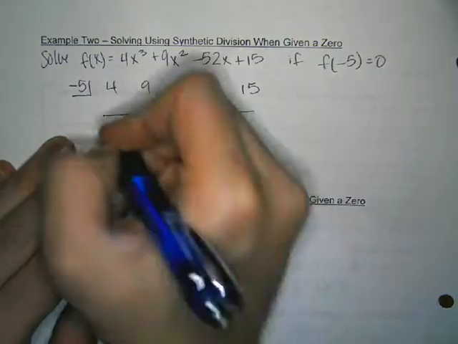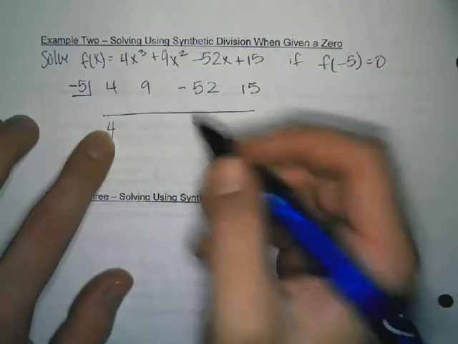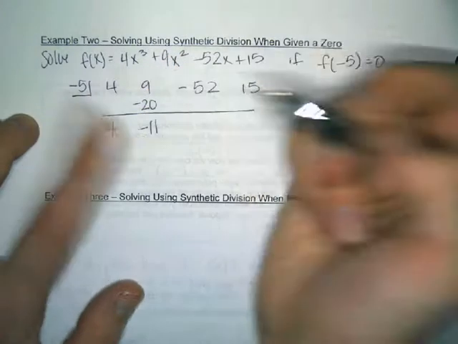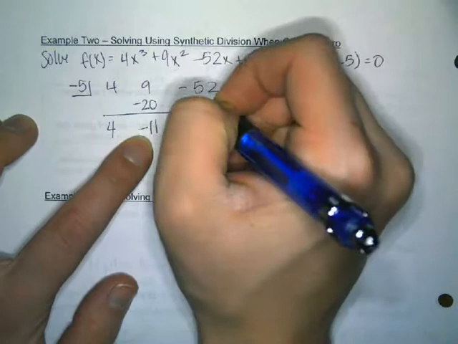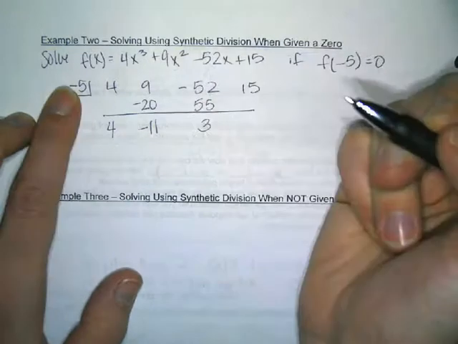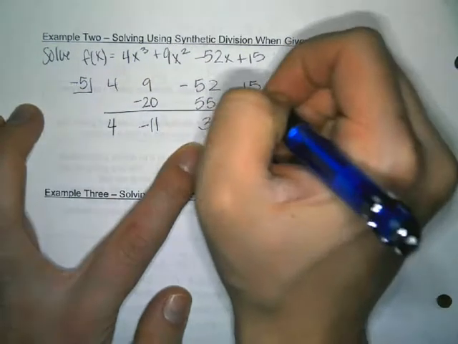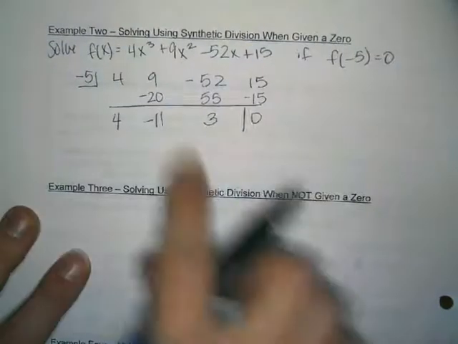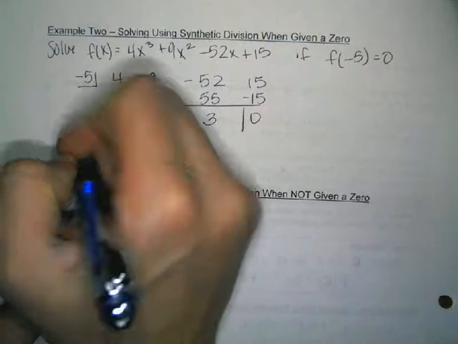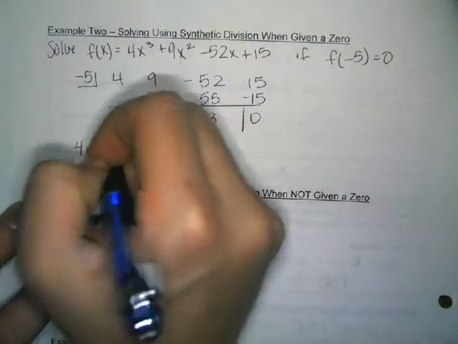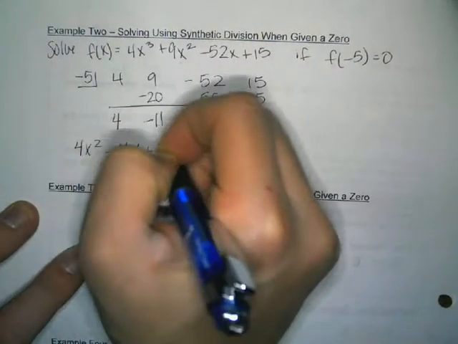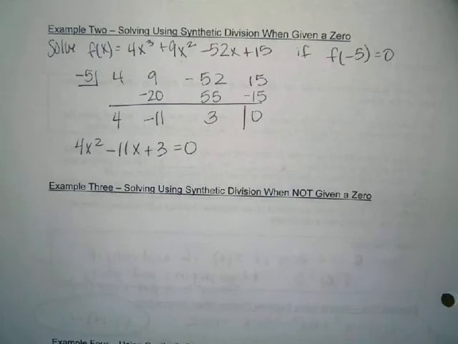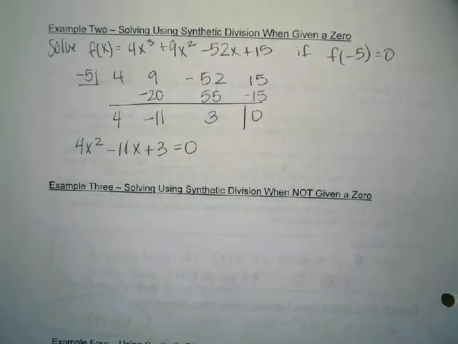Bring down the 4. Negative 5 times 4 gives me negative 20. Add. Negative 5 times negative 11 gives me 55. Add. Negative 5 times 3 gives me negative 15. We should get 0 as a remainder there. Then I'm going to rewrite my depressed polynomial, which is 4x squared minus 11x plus 3. And then we're going to either solve by factoring or the quadratic formula.